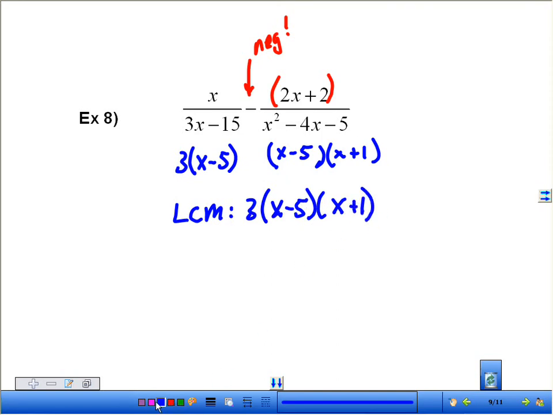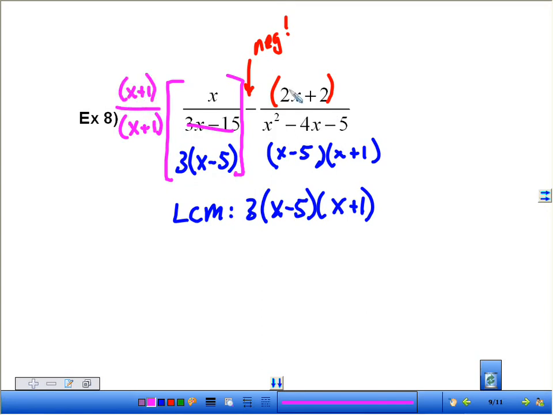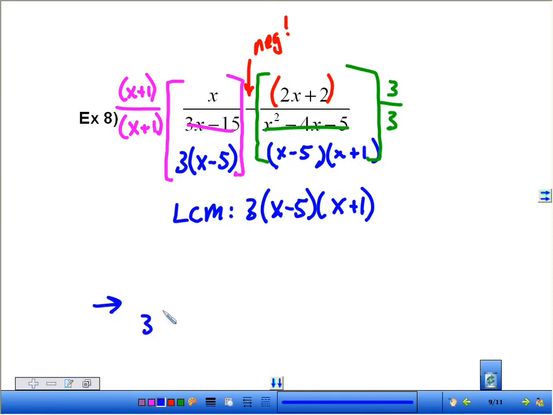So now, what's missing from each expression? What's missing from this one is an x plus 1. So I'll multiply the bottom by x plus 1 and the numerator by x plus 1. Let's look at the other expression. I have an x minus 5, I have an x plus 1, I need a 3, so I'm going to multiply this side by 3 over 3. Okay, my LCM is always the denominator.